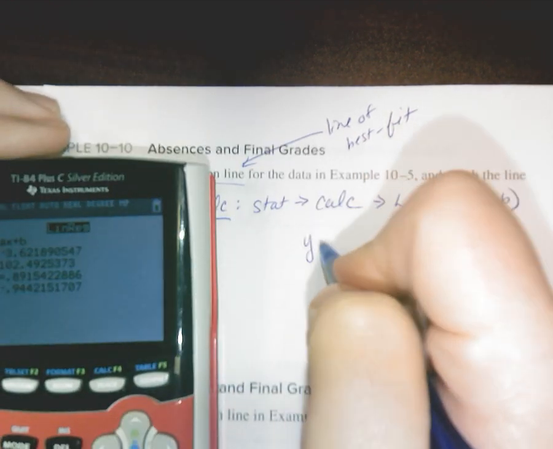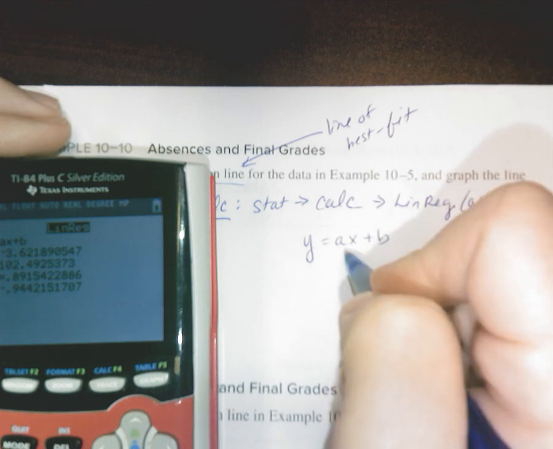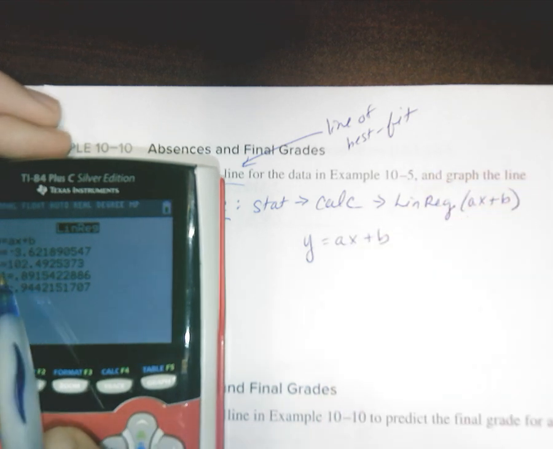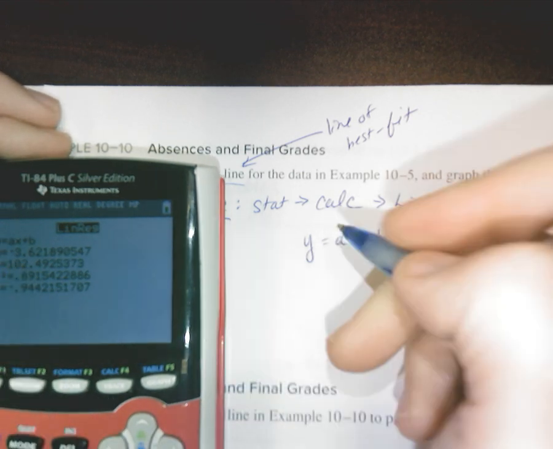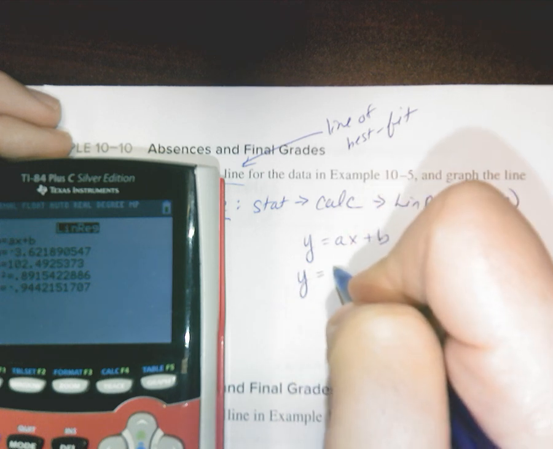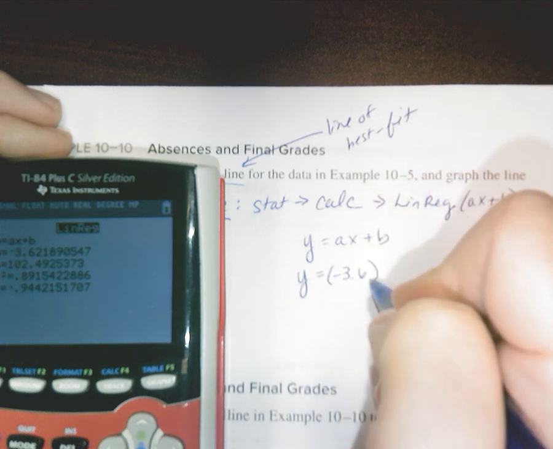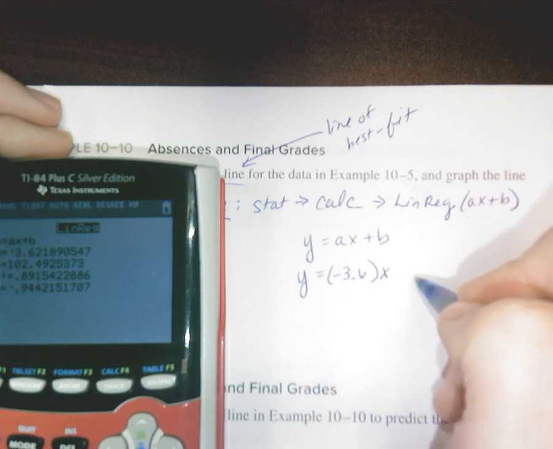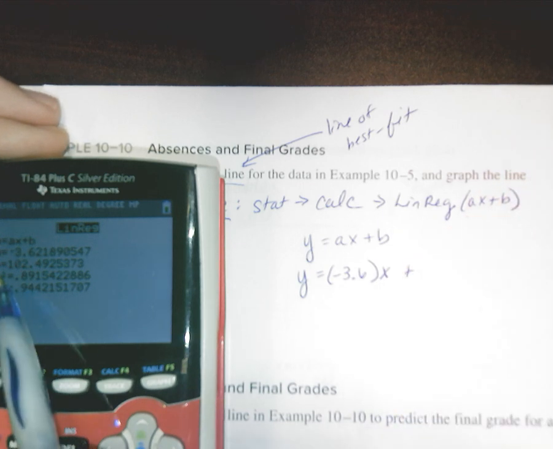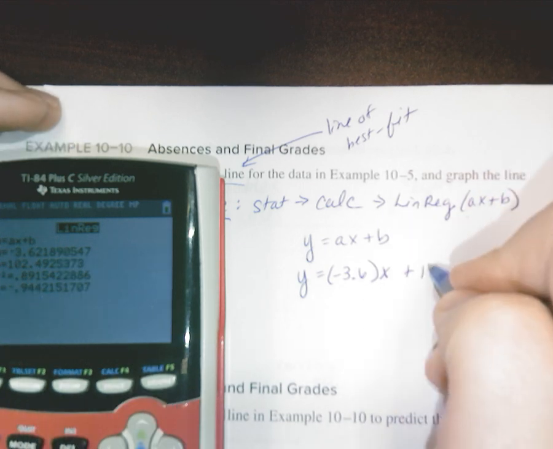So y equals ax plus b. Instead of writing a, I'm going to put in my value, negative 3.6x plus, what's my b? 102.5, I'm rounding.